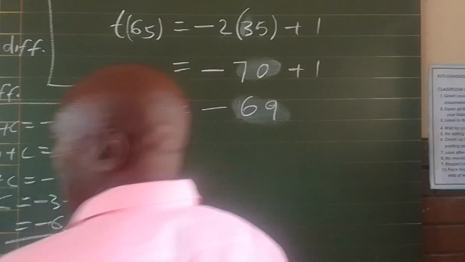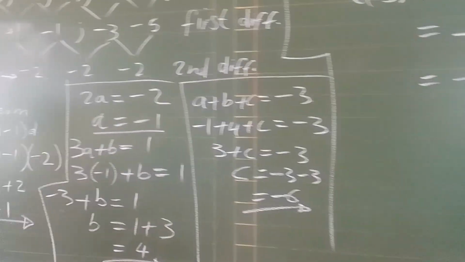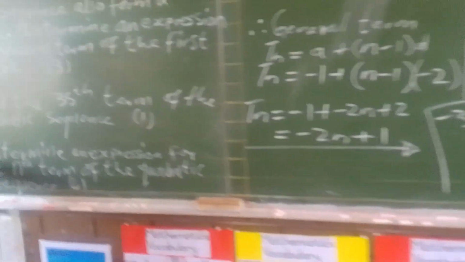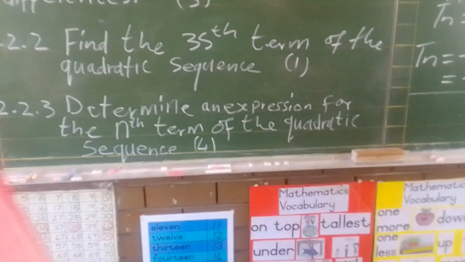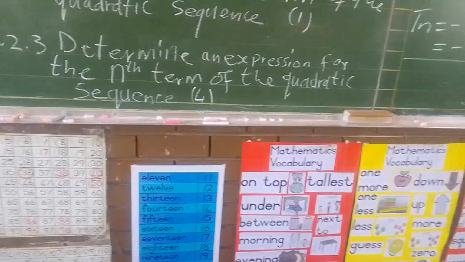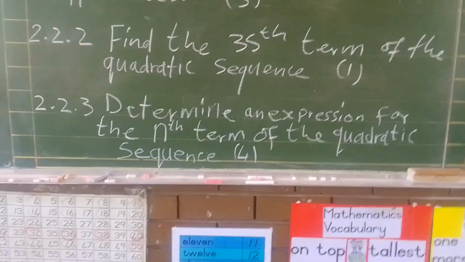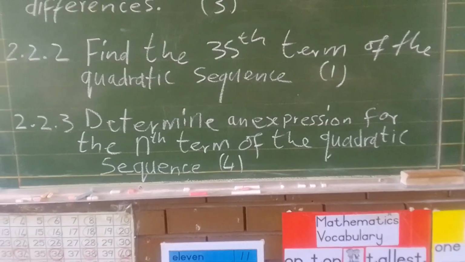And that's -69. Right. The next question is 2.2.3. Determine an expression for the nth term.